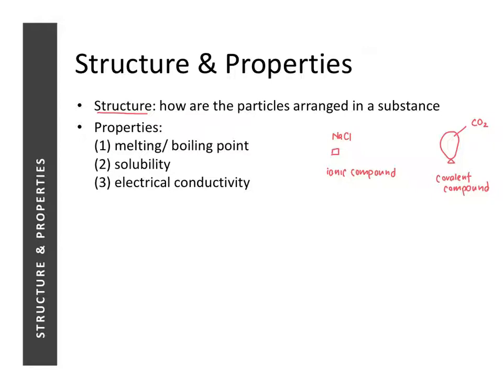Okay, next, properties. Once we know the structure and the bonding of the particles in the compound, it will allow us to predict the properties. It will allow us to explain the properties of these compounds. So we'll see later what some properties are, for example melting point, boiling point, solubility and electrical conductivity, associated with ionic compounds and covalent substances.